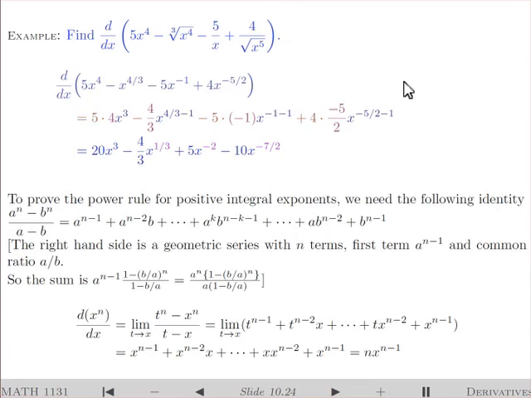This concludes the illustration of the power rule. Next time I will say something about the proof of the power rule.